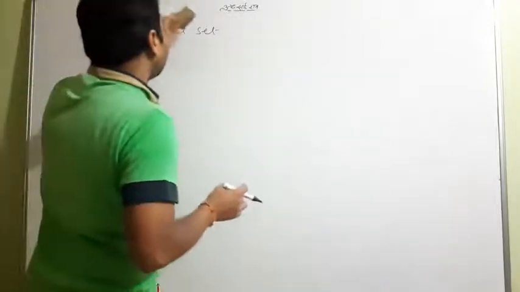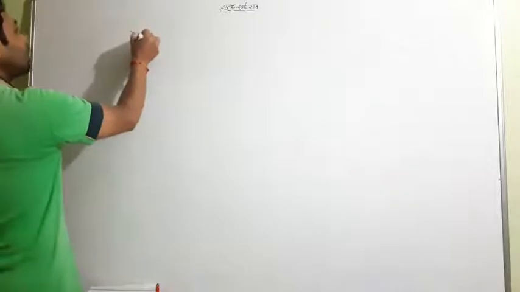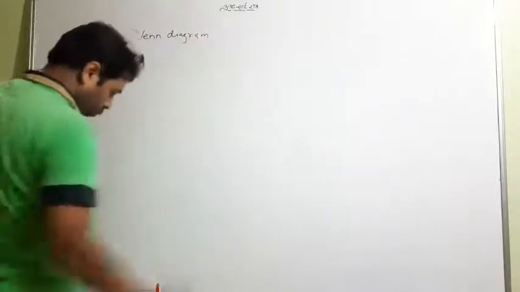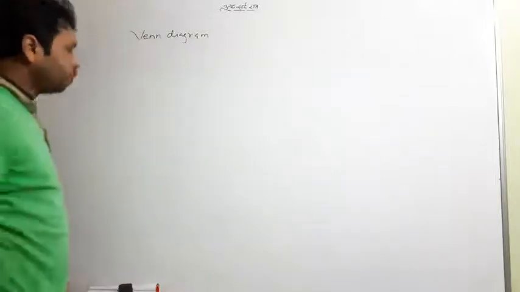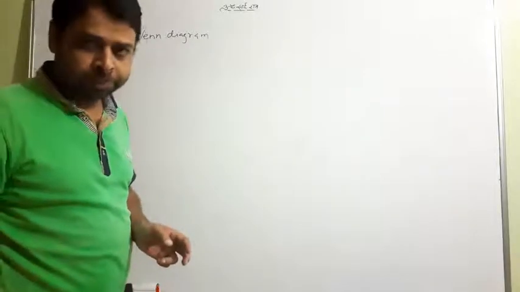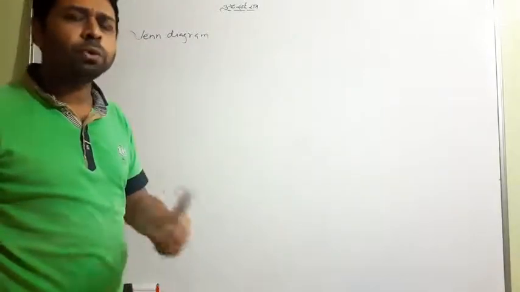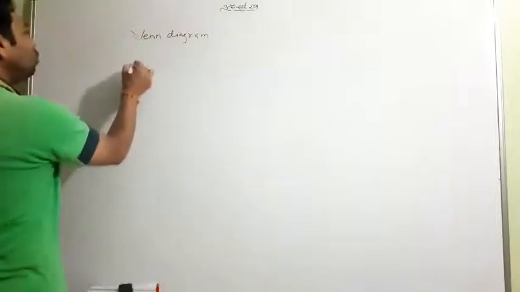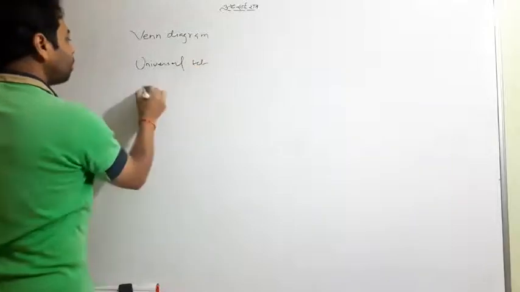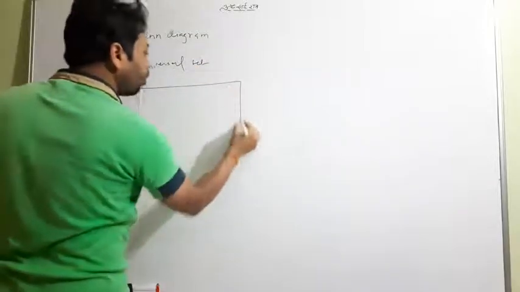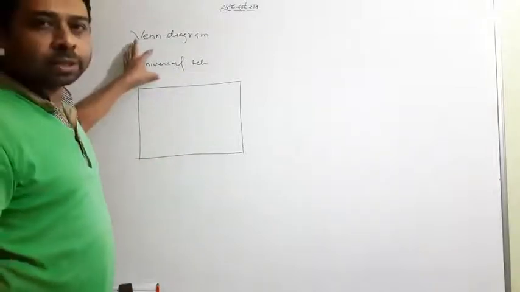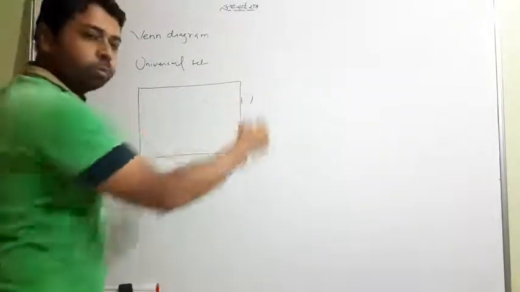It is the Venn diagram, and with this universal set I try to explain what a Venn diagram is. Look at what a Venn diagram is. Diagram, definitely, means we have to represent the set by a picture. First of all, the universal set is very important. Normally a rectangular box is drawn for the universal set. Suppose it is U, the universal set.